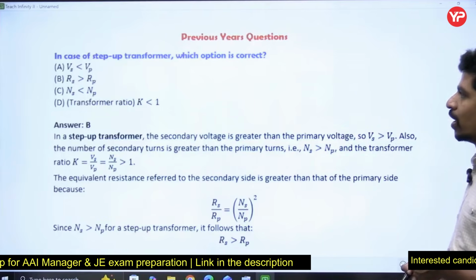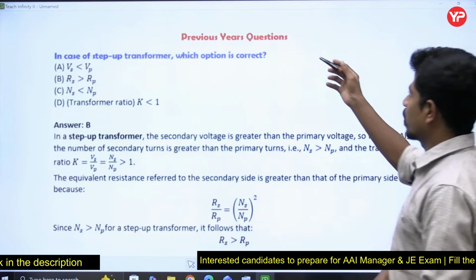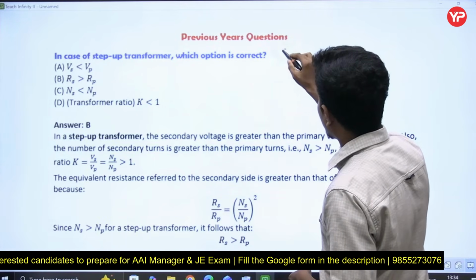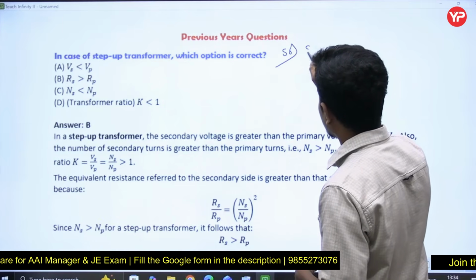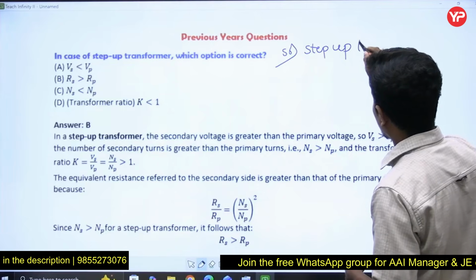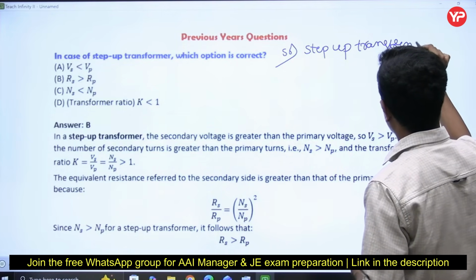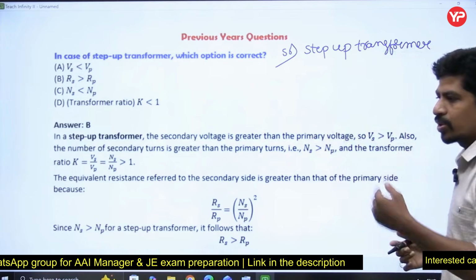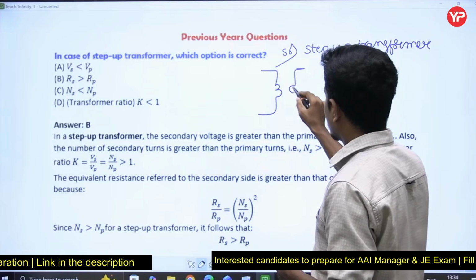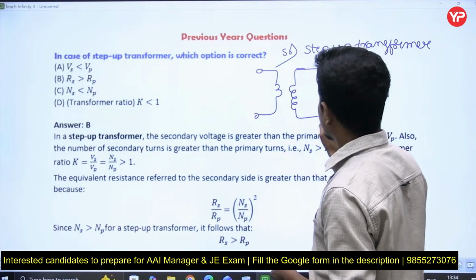This is the previous question. In case of a step up transformer, which option is correct? What is a step up transformer? Let me explain clearly. A step up transformer is going to increase the voltage. A transformer is mainly used for two purposes, either to increase the voltage or to decrease the voltage, right?